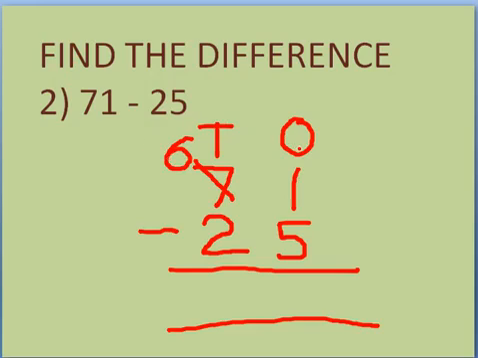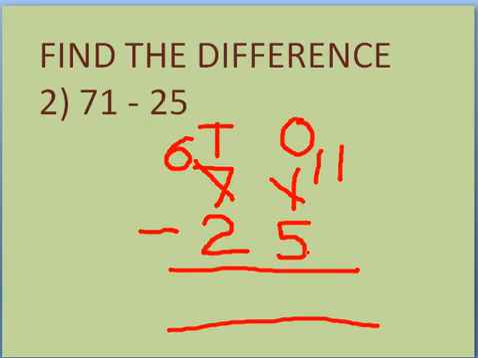And here what happens, 1 ten means there are 10 ones in that. 1 ten is equal to 10 ones. So 10 ones plus one more 1 becomes 11 ones. You can cut it and write, or you can write it before that. Okay, now 11 minus 5.